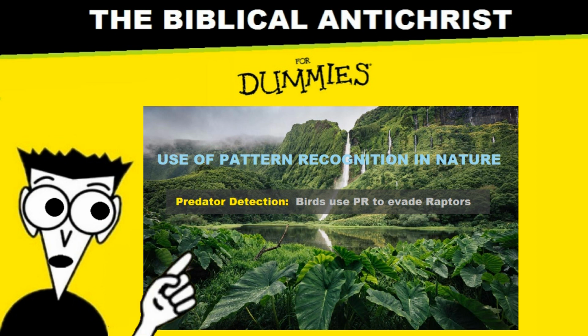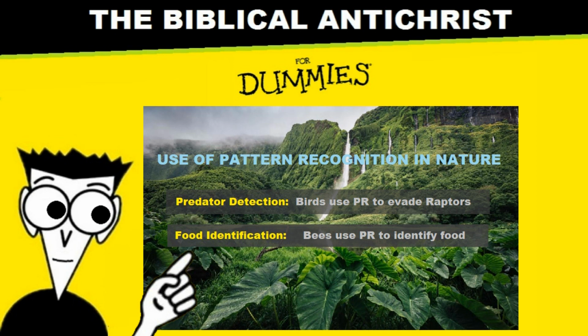Predator detection. Prey animals often have developed keen pattern recognition abilities to detect potential predators. Birds, for example, can recognize the silhouettes and flight patterns of raptors, allowing them to take evasive action. If they fail to successfully identify those patterns, they will become some raptor's dinner. Raptors is the collective term used to refer to birds of prey that often feed on other birds.